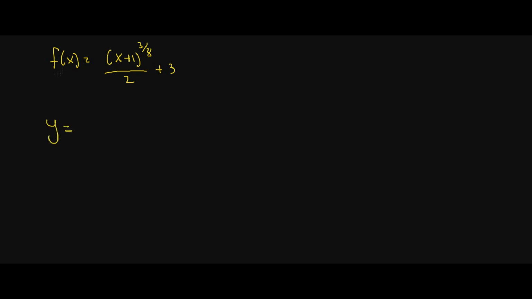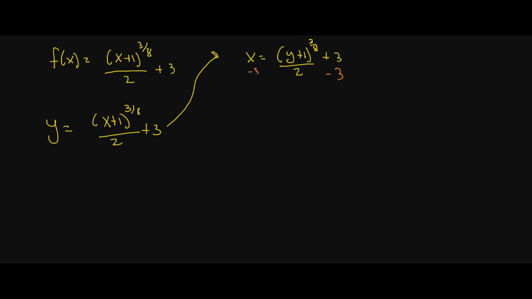Y equals, let's write, instead of f of x, we'll do y equals x plus 1 raised to the 3 over 8, all divided by 2 plus 3. Okay, we're going to switch the x and the y value. So we're going to get y plus 1, all divided by 2 raised to the 3 over 8 plus 3. Now we just undo order of operations. I'm going to switch colors because I like to, and we're going to subtract 3 to both sides. X minus 3 is equal to y plus 1 raised to the 3 over 8, all divided by 2.